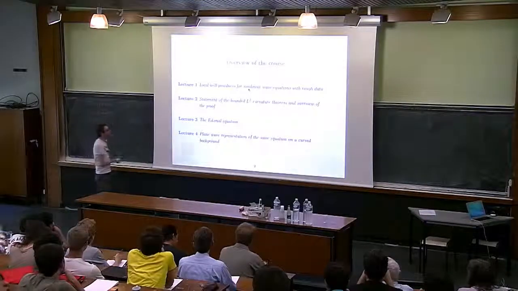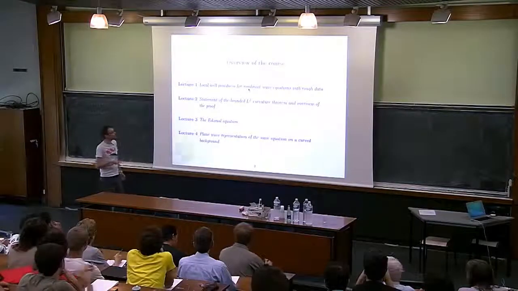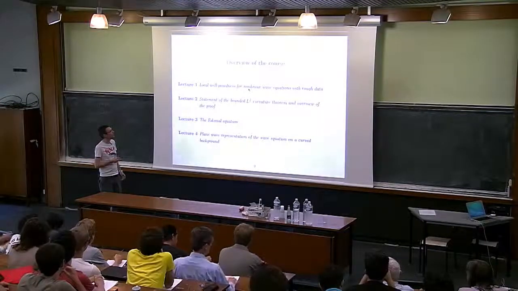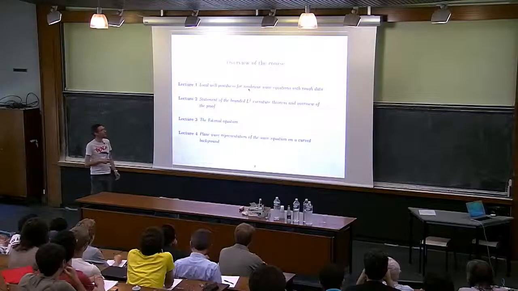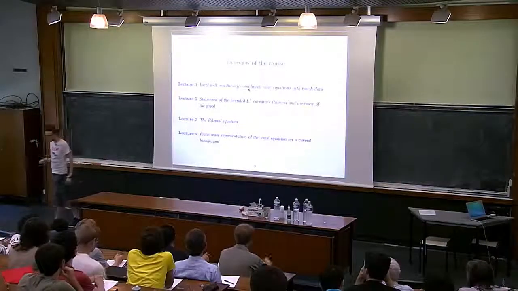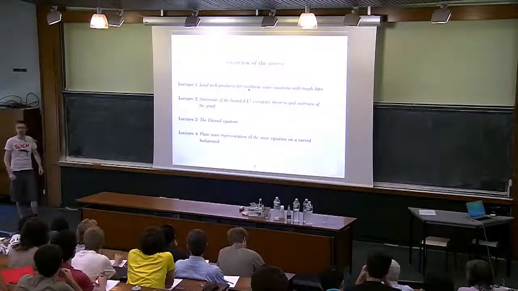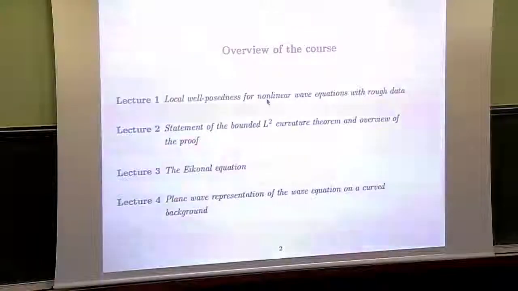So in this first lecture, again, it's introductory. I'll go to this problem in the second lecture. The first lecture, I wanted to be introductory, so we'll start with a simpler model problem. We'll review the local well-posedness for nonlinear wave equations with rough data in this first lecture. And this will naturally introduce us to the problem in the second lecture for the Einstein equations themselves. So here, I'll start just with a simple model problem of a nonlinear wave equation, just to set some notation and so that we can understand the difficulties.